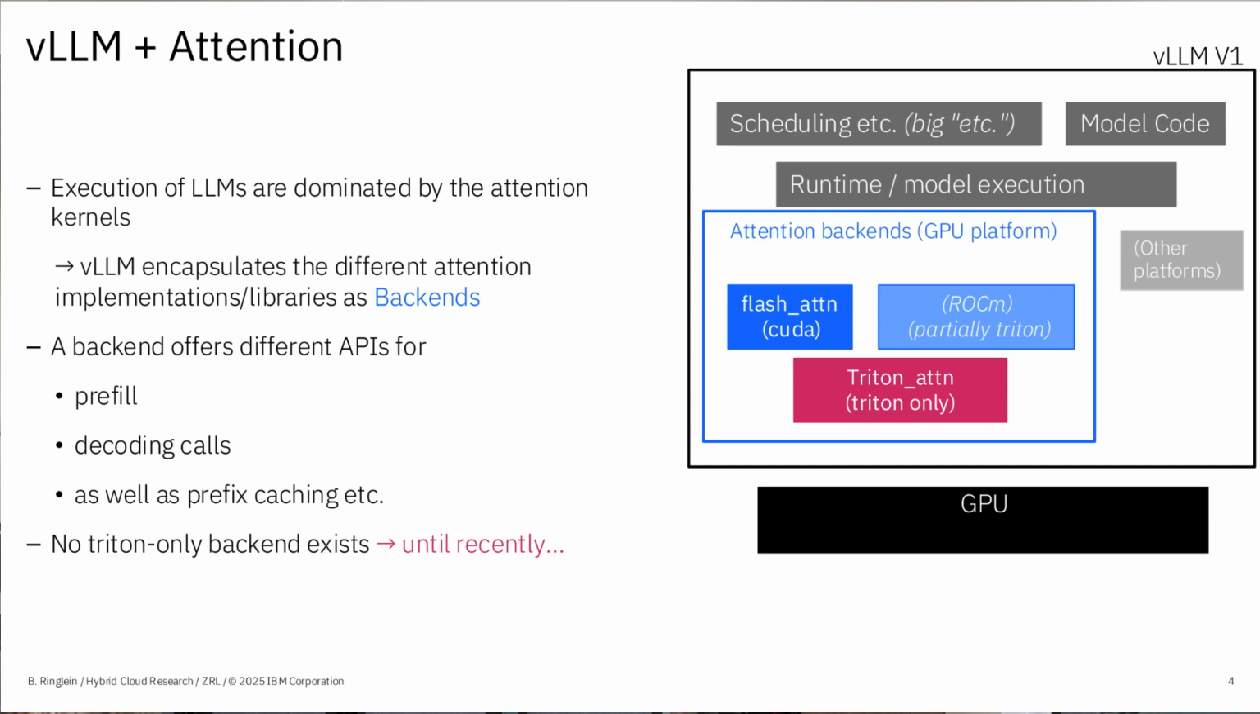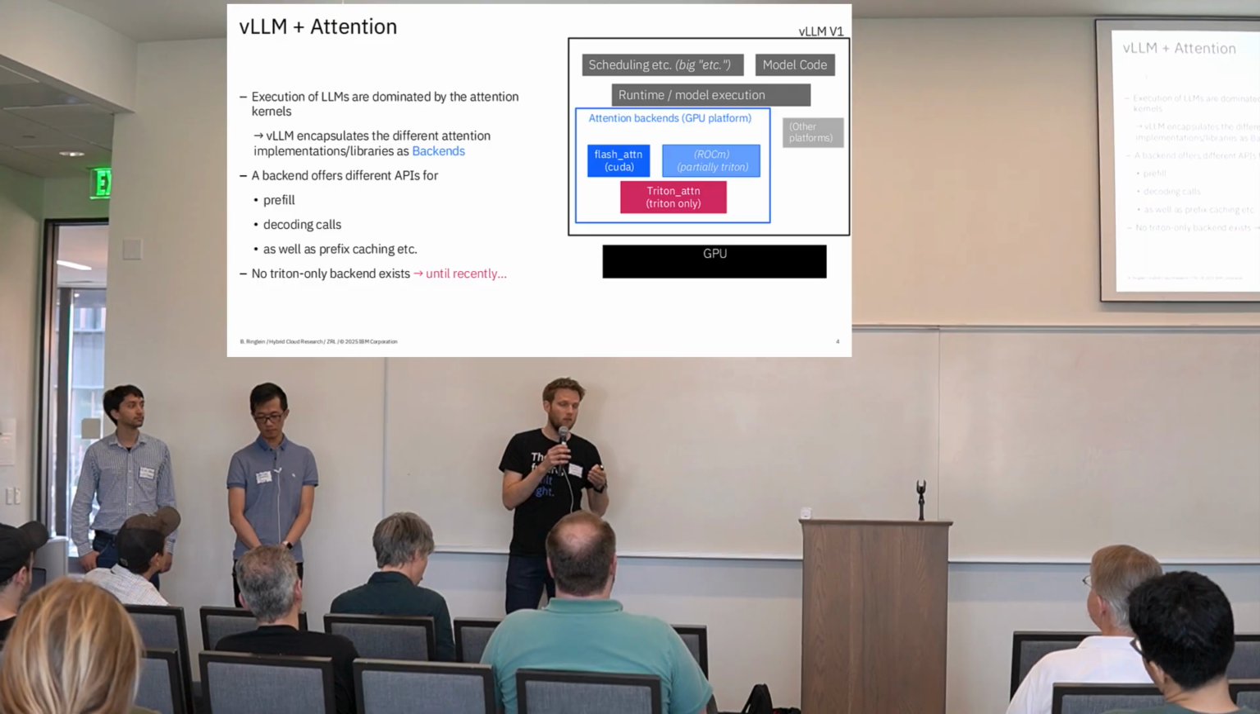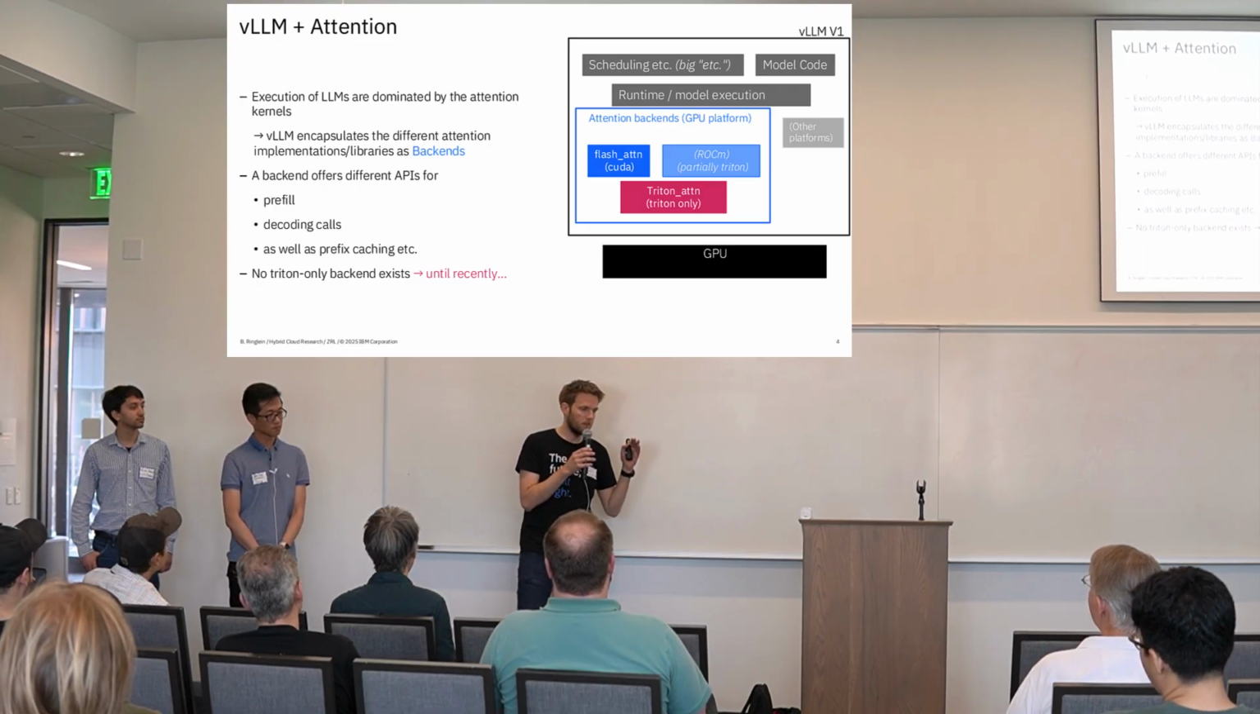And the performance of LLMs sits on the attention layer. So that's why vLLM decided to wrap this in an extra abstraction that is called the backend. And this backend then handles the execution of the attention for all phases, like the prefill phase, the decoding phase, and the prefix caching as well.